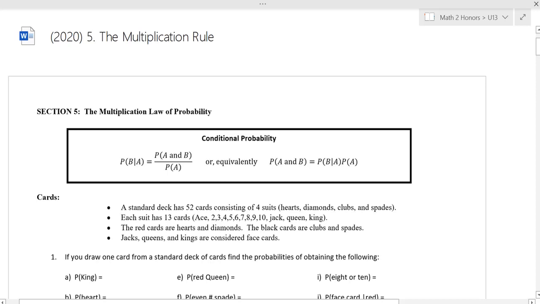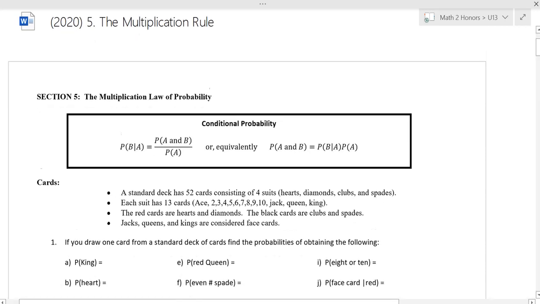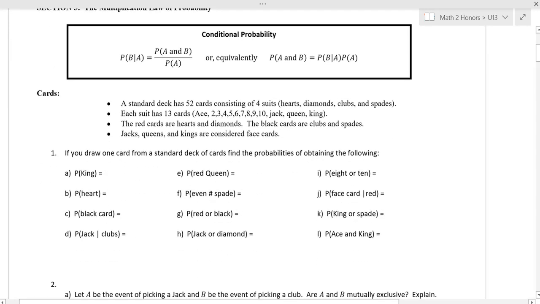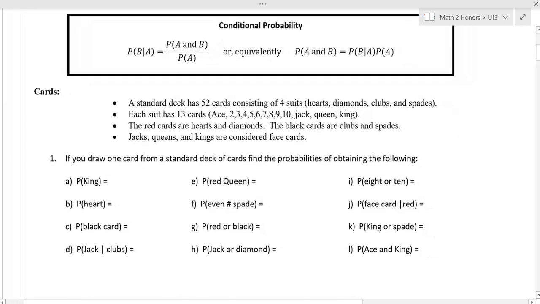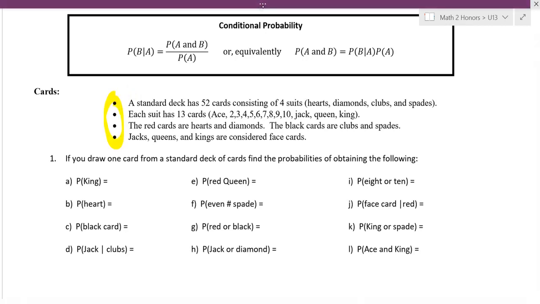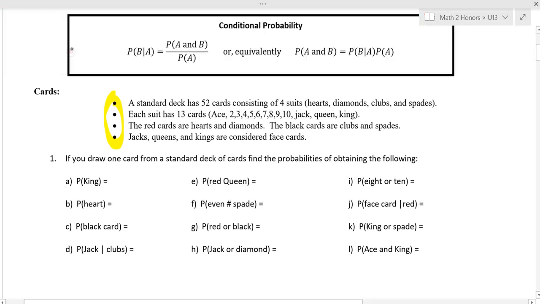Alright, I'm going to go through the solutions to the multiplication law of probability. And we're going to start with number 1. This requires you to know a little bit about cards. And if you didn't, I gave you 4 bullets up here to give you some facts about playing with cards.